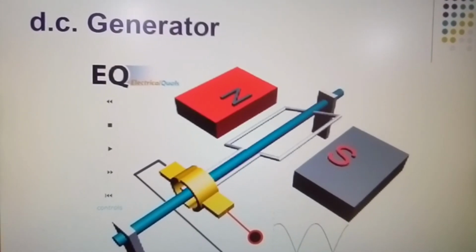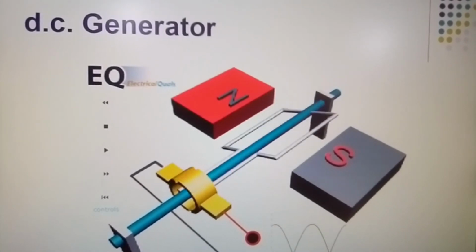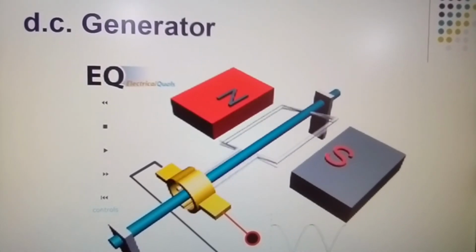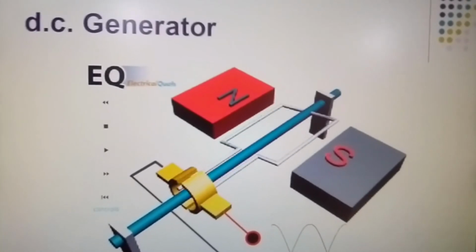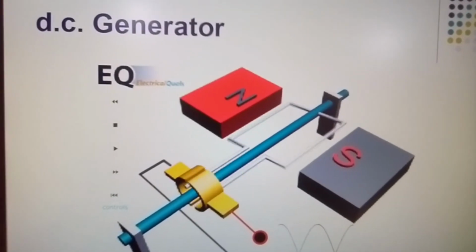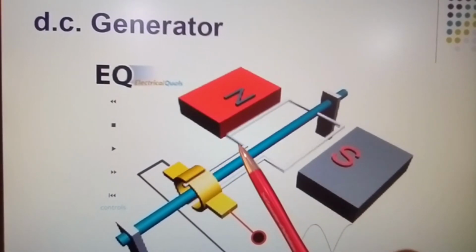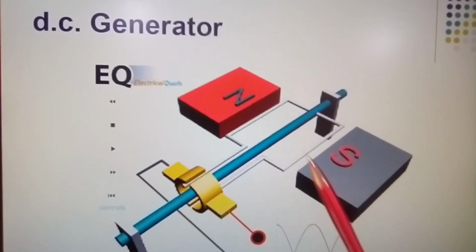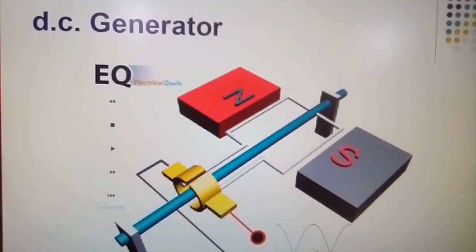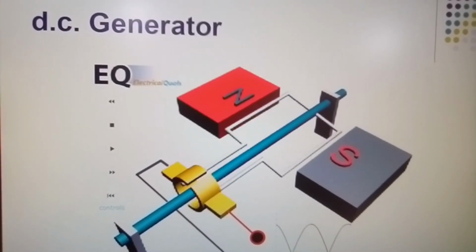And here you can see that it's actually producing a waveform. Every time it cuts through these magnetic lines of force, that is the waveform it will produce, because it is a DC generator.